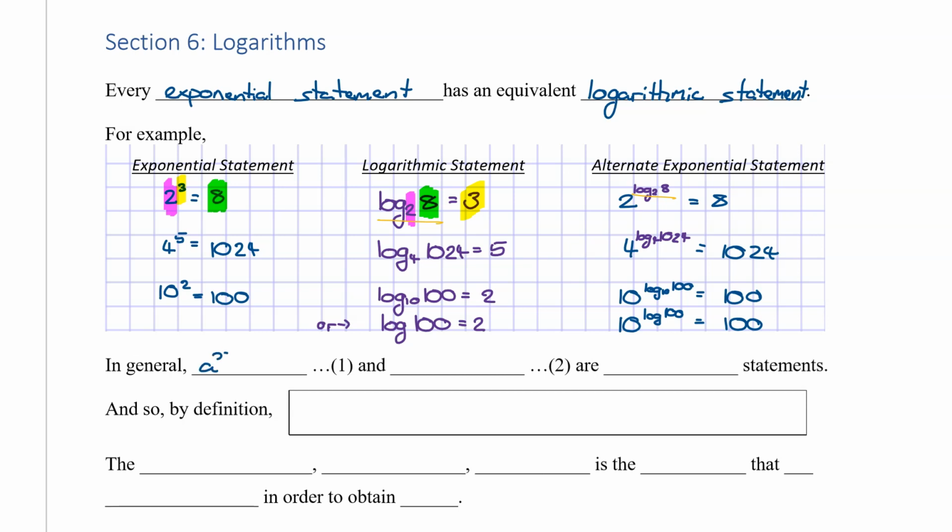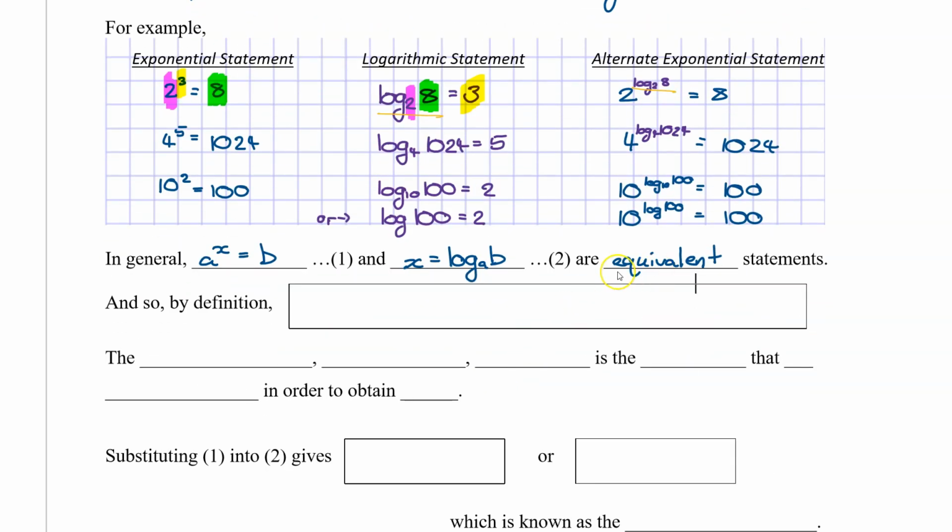So in general, a to the power of x equals b, and x equals log base a of b are equivalent statements. Also, by definition, a logarithm is simply an index or power. Thus, the logarithm in base a of b is the power that a must be raised to in order to obtain b.